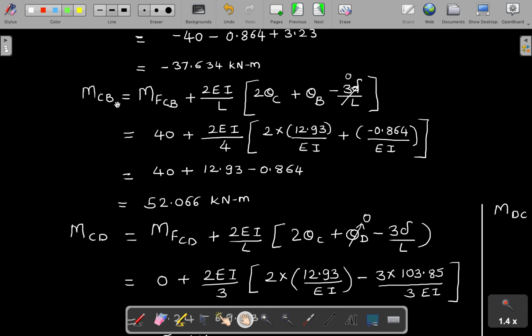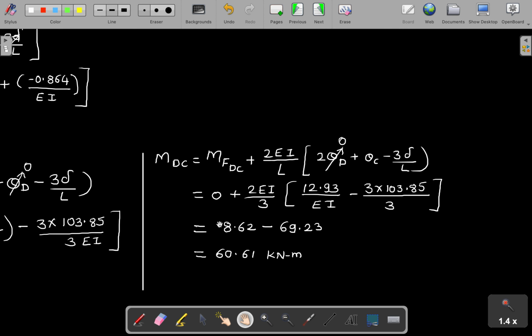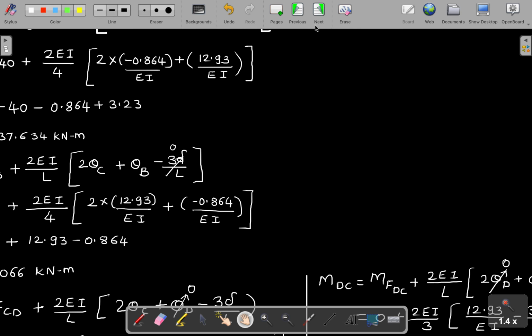Now consider M of CB, the same thing. Again substitute values and get the answer. M of CD. Now in CD again delta will come in the picture, and you have to be careful about the length you are taking. For CD, member length is 3 meters. So substitute that. EI in this calculation will get cancelled. So CD is this, and DC we are getting as 60.61. So now here we got the final moments.